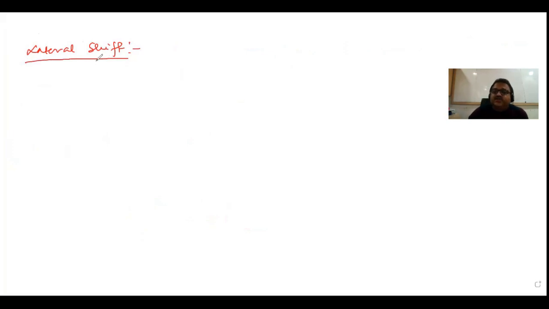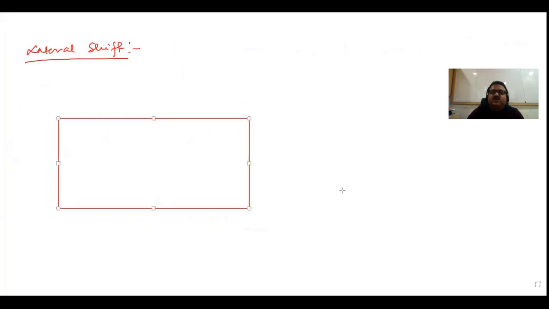What do you mean by lateral shift? Lateral shift is not a deviation. Okay. So let me show you this with the help of a diagram. Suppose this is a rectangular glass slab. Okay. This is a rectangular glass slab. Clear?